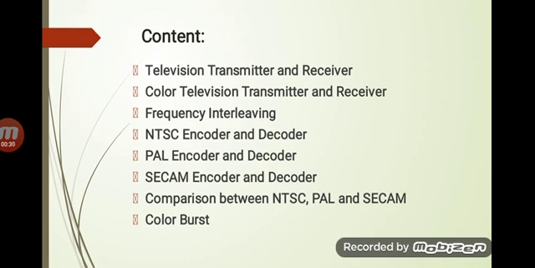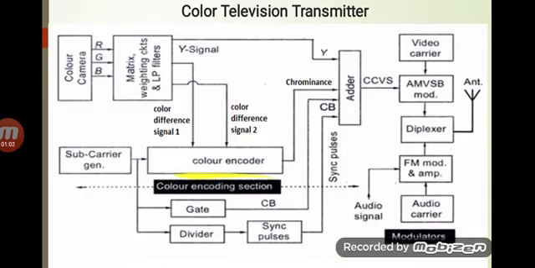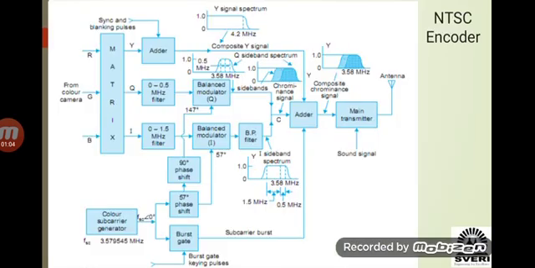This is specifically for monochrome, that is black and white, color television transmitter and receiver, then the concept of frequency interleaving, and then we have seen NTSC encoder and decoder. Now let us go ahead with what are the issues, problem with NTSC encoder and decoder, and how do we go ahead with the PAL encoder and decoder, followed by SECAM encoder decoder, and the comparison between SECAM, NTSC and PAL. Now this all part we have seen in previous video.